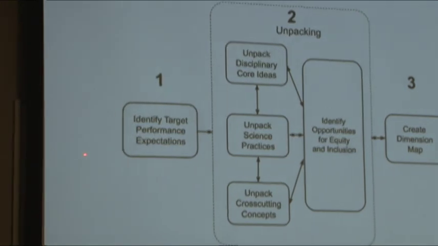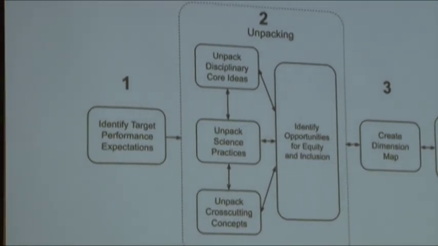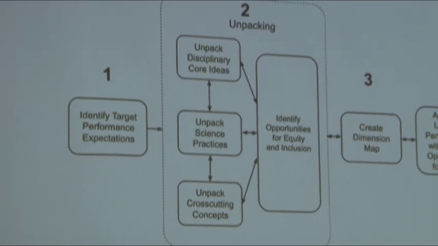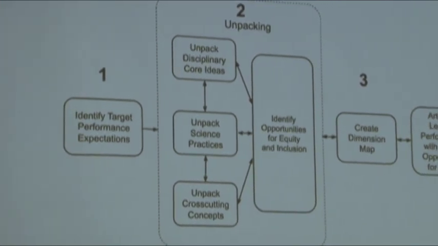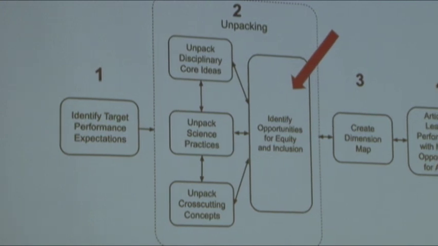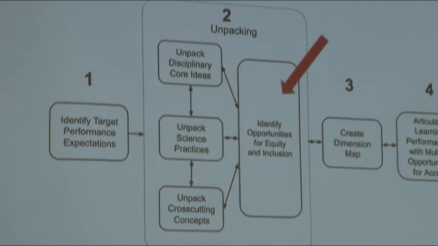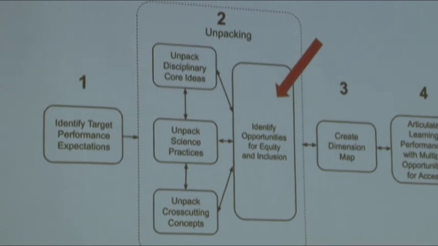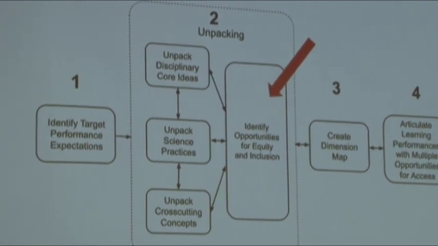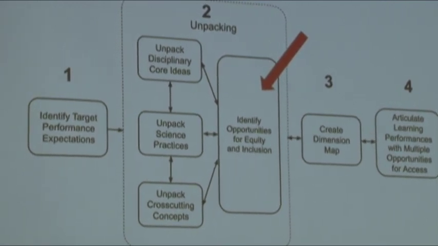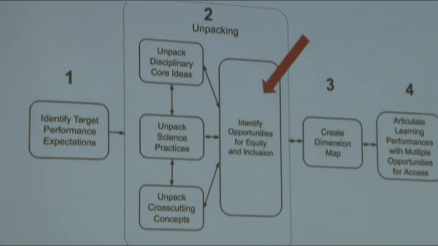So first, we identified the target performance expectation and did an unpacking of that disciplinary core idea, the practices, and the cross-cutting concepts. But in that unpacking, we identified opportunities for equity and inclusion. So even in that unpacking, we started to think about students from diverse groups, right? And what information do we need to be including in our unpacking, which is going to inform the rest of this design process.